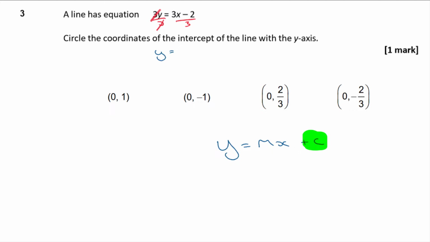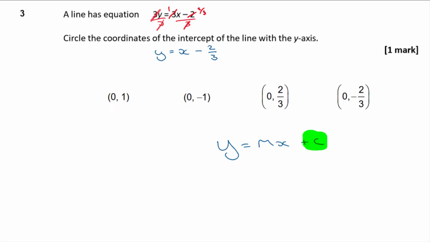Well, what's that then? 3x minus 2 divided by 3. I want to kind of break that down a little bit. So I'm going to divide that 3 into the 3. That's going to give me 1. And I'm going to divide the 3 into the 2. And that's going to give me 2/3, isn't it? So actually, this is going to be equal to y is equal to x minus 2/3.